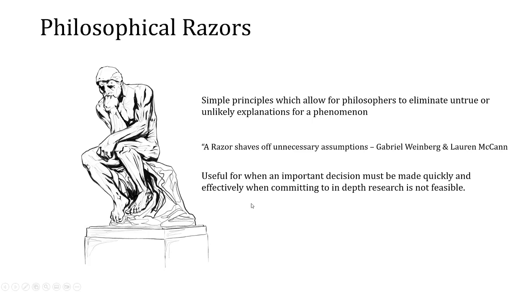So what are they? They are simple principles which allow philosophers or argumentors to eliminate untrue or unlikely explanations for a phenomenon. They work in both the posterior and the anterior of an argument. Whenever you're synthesizing an argument, some of them help you make your argument as simple and effective as possible, and some of them help on the other side of your argument, in interpreting other people's arguments and what to look out for. It shaves off the unnecessary assumptions associated with argumenting.